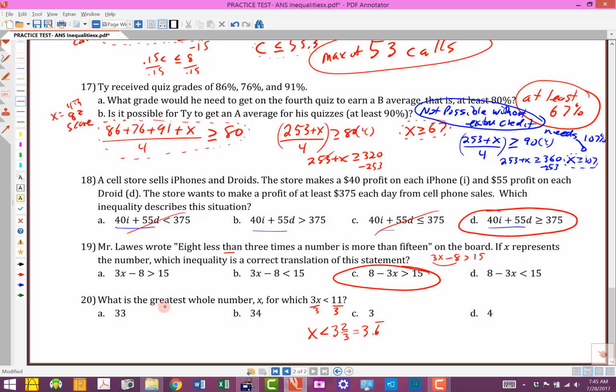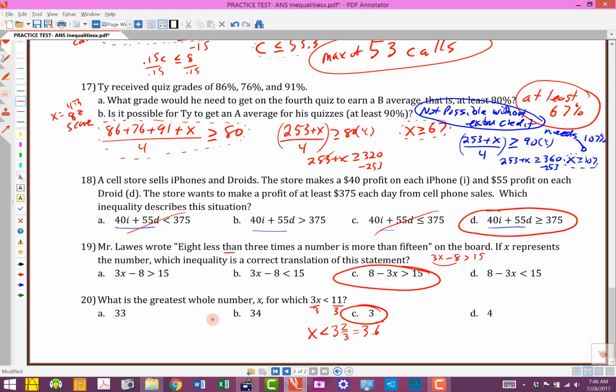And it says, what is the greatest whole number for x for which 3x is less than 11? So x has got to be less than 3 2/3. It's got to be smaller than 3 2/3. Well, the greatest number, the biggest number that's smaller than 3 2/3 would be 3. It's not going to be 4 because 4 is a little bit bigger than that right there. And then these are just kind of silly answers, just distractors.